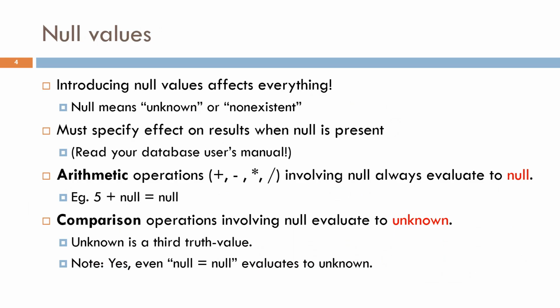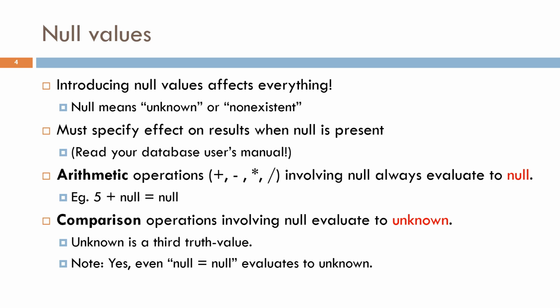Null values. What exactly is null? Null represents something that is unknown or non-existent in our data. It's like a placeholder for missing or undefined information. But here is the thing.